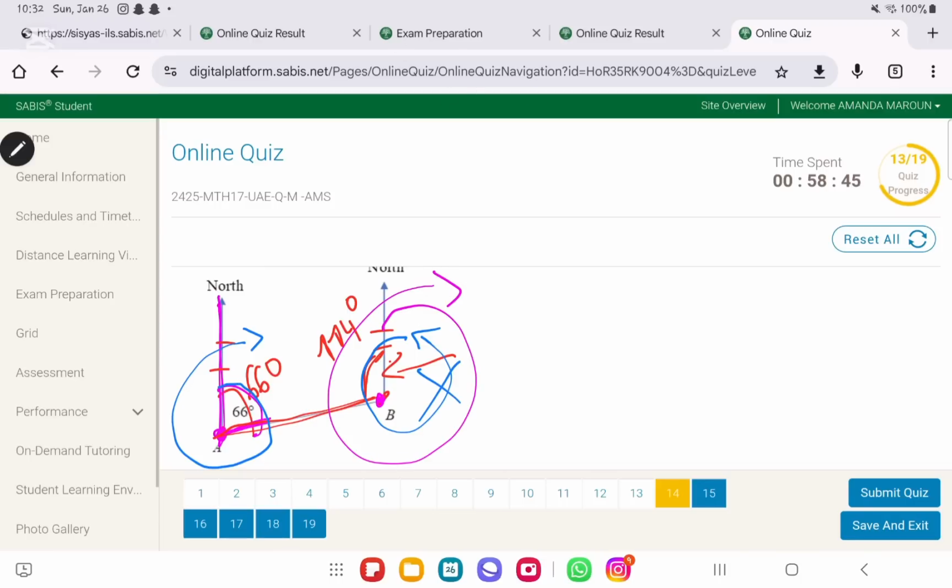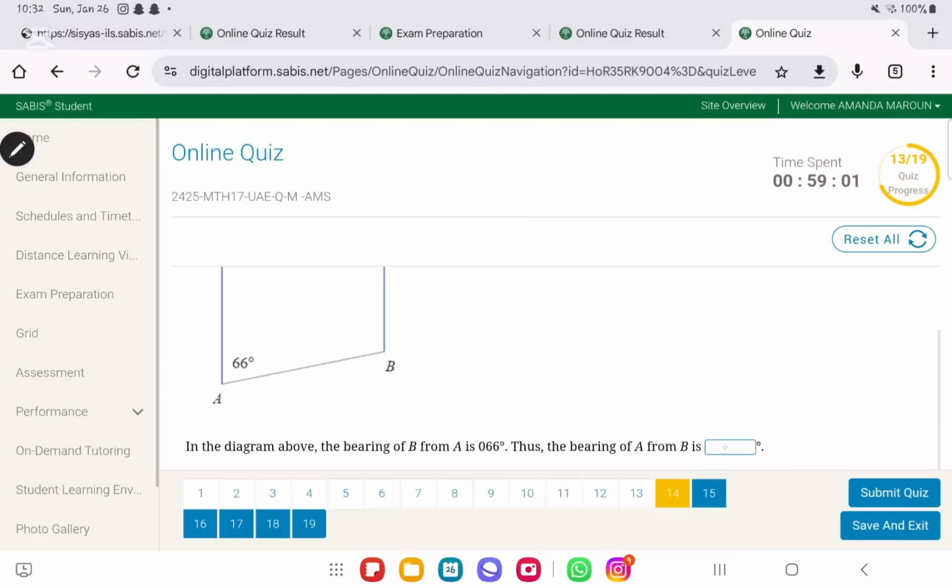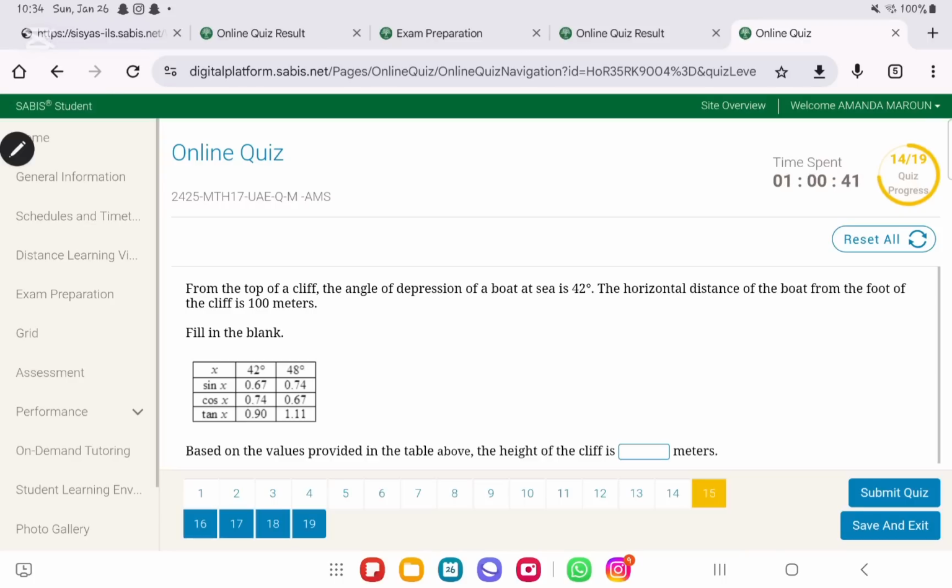So to get it in the clockwise direction, we are going to do 360 degrees minus the angle that we got, which is 114 degrees. So if you do it on your calculator, you are gonna get an answer of 246. So over here, the answer is 246 degrees. Moving on to question number 15.